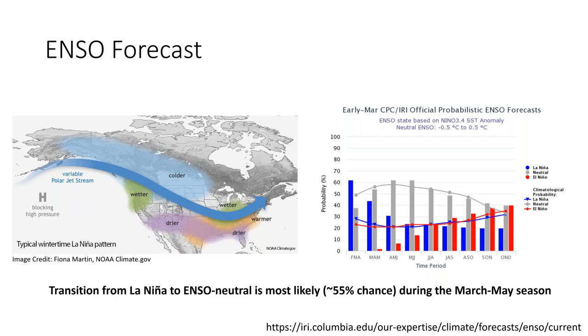So here on the figure to the right, I've shown the early March El Nino Southern Oscillation forecast. It's a probabilistic forecast. The general theme here is that the ocean and atmosphere system and modeling suggest that La Nina is indeed weakening, and a transition from La Nina to ENSO neutral conditions is most likely during the March to May season. There is a 55% chance that transition will happen somewhere between March and May. Afterwards, neutral conditions are likely to continue into the second half of the year, through the summer, extending potentially into the fall.